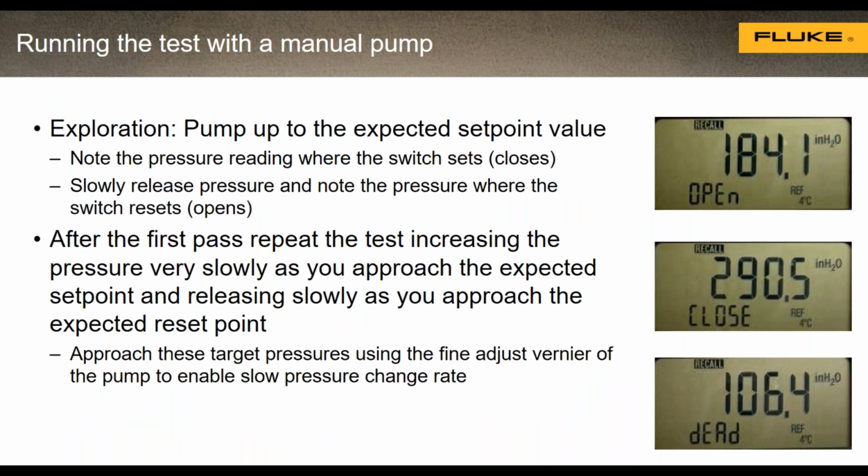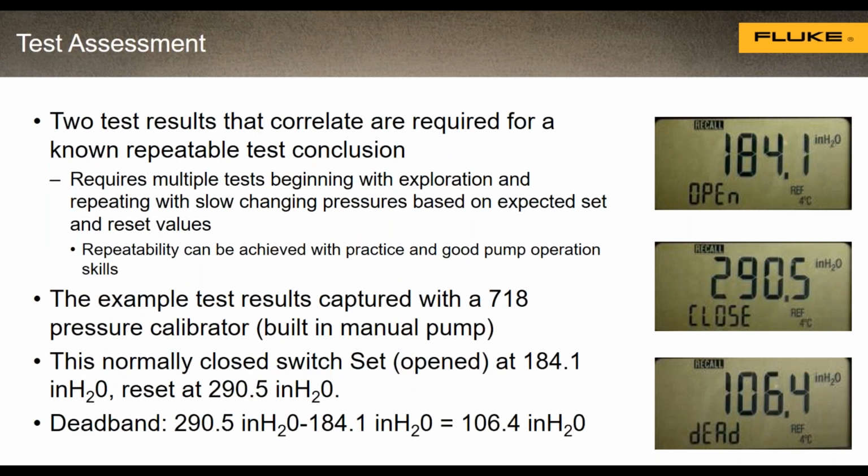And you can see in the example here, you've got the open state. You pump the pressure up, in this case in inches of water, up to 290 where it closed, so it went from open to close, and then you look at the deadband, which was the difference in those two values. Those are the 3 states, and calibrators like the 718 will allow you to look at those 3 positions. But again, you need to do that test a couple times.